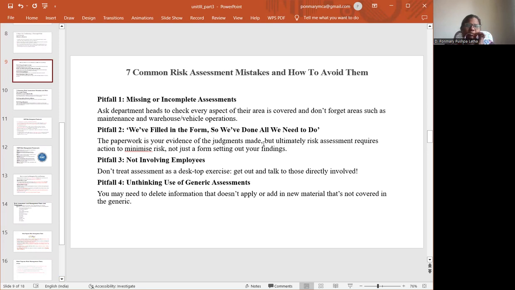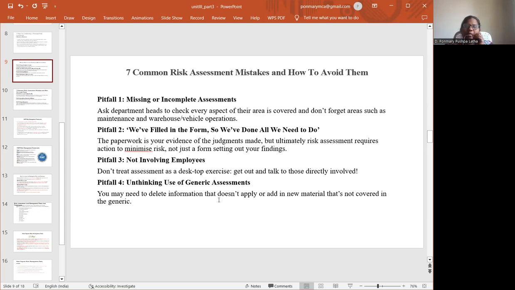Instead of doing that, what they are doing is they just fill the forms. So this is a major mistake. And the third one is, when they assess things, they are not involving the employees. They just do it themselves. And the fourth one is unthinking use of generic assessment.